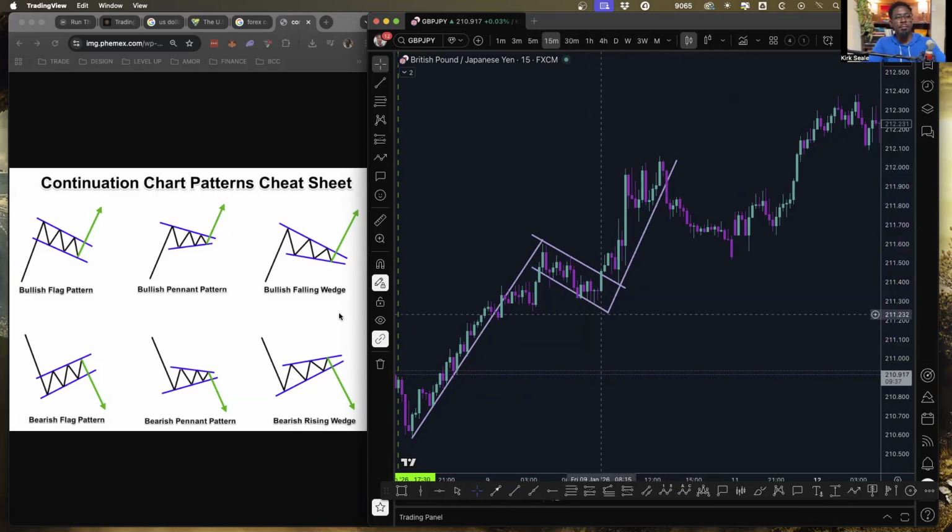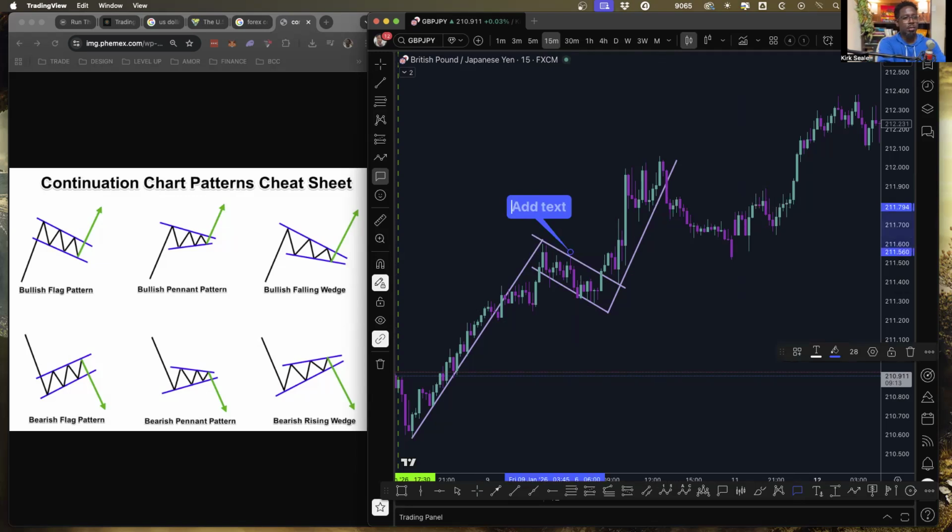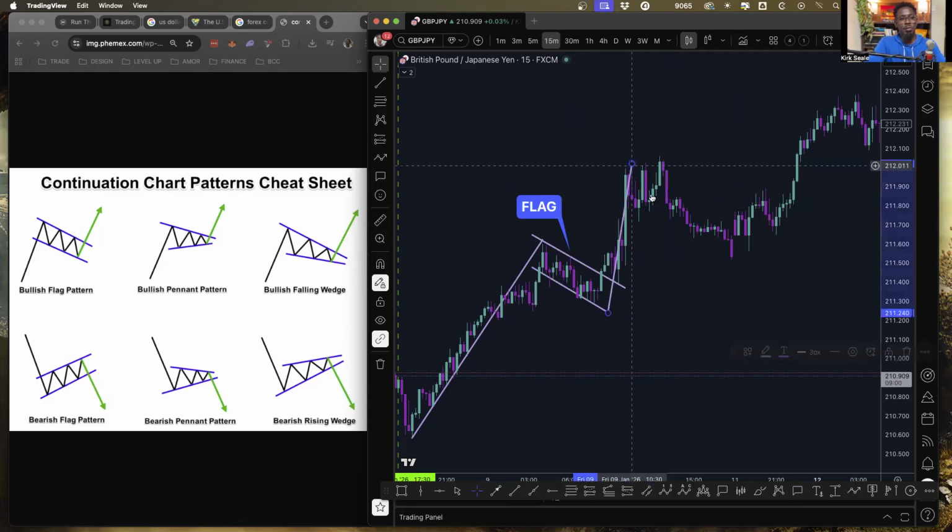Which one do you think? Does this look like the bullish flag, the bullish pennant, or the bullish falling wedge to you? All right, we got one for the flag. I'll take two more answers. What do you guys see? Flag. All right, perfect. That's a flag. Next week we'll probably go into how we would take a bite, but right now we just want to identify. So we got a bullish flag.